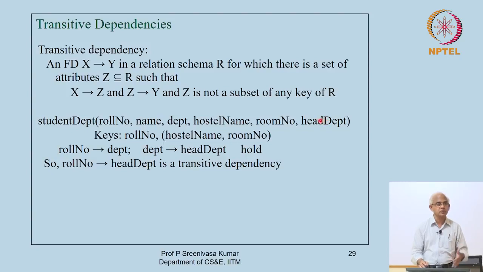So, if there are 100 students in computer science department, 500 students in computer science department, with all of them you are also storing the information about head of the department. That is where redundancy exists. But can this redundancy be detected using second normal form? Is this relation violating second normal form?